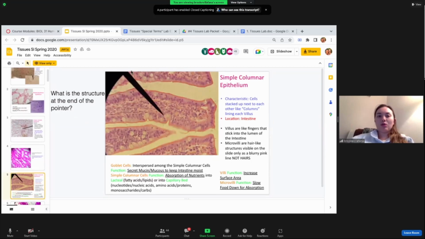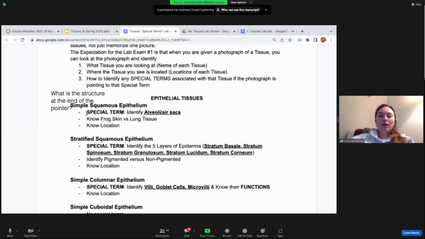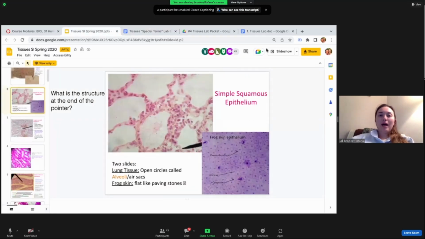I call them special terms. So if you look on here, what is the special term you need to know for simple squamous? It would be alveoli or air sacs. So what that means is if you're on the lab exam, we might have a pointer directed at these open white areas, right? And it would say, what is the structure at the end of the pointer? And then you would need to identify alveoli. Does that make sense?